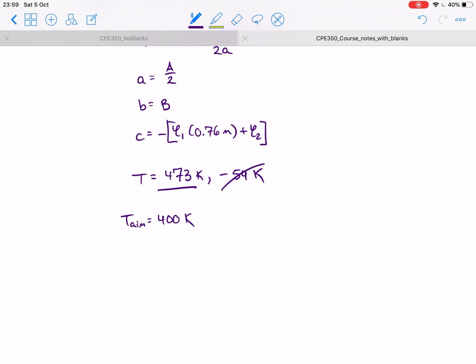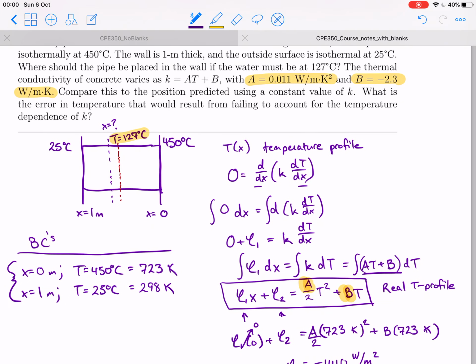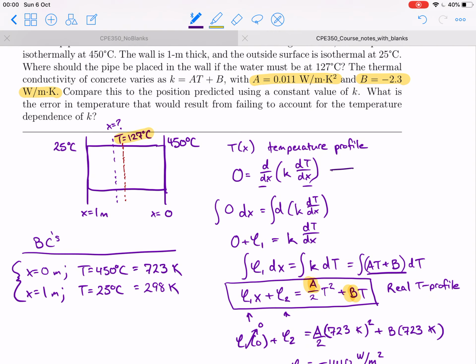So this example basically showed us why it's important to consider the temperature dependence of thermal conductivity and how we can do that by just choosing the correct form of the governing differential equation here.